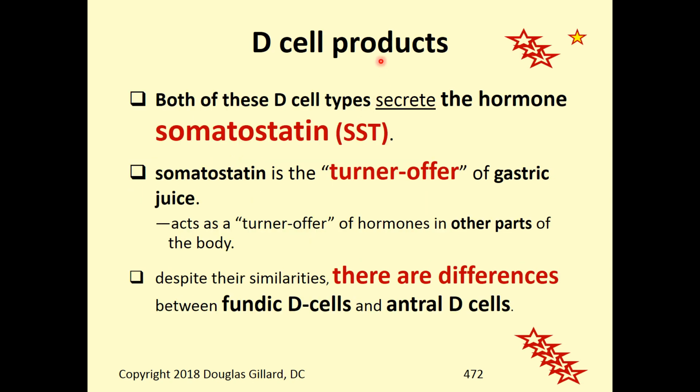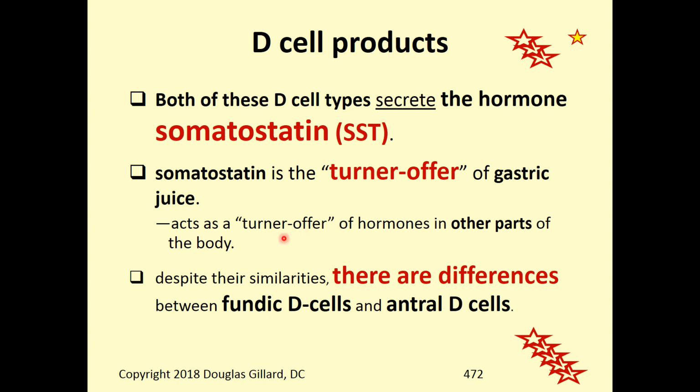But what do they do? If they turn off, they don't do anything. But when they're turned on, what do they do? They secrete somatostatin, SST, right? That's a flat-out hormone. Everything we've talked about so far, acetylcholine and GRP, those are stimulators. This guy's a turner-offer, so it's an inhibitor. Somatostatin is a turner-offer of gastric juice, and of other hormones in other parts of the body, including growth hormone.